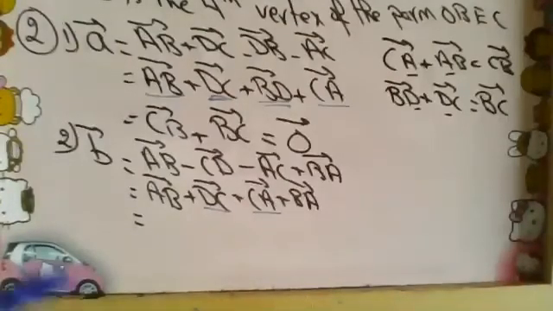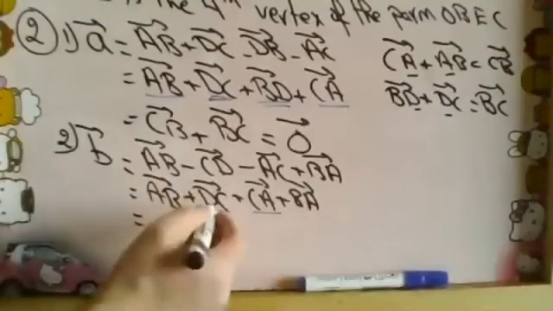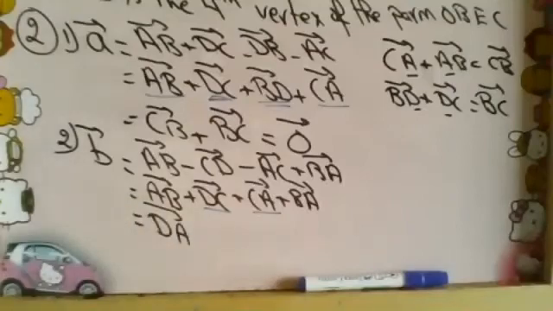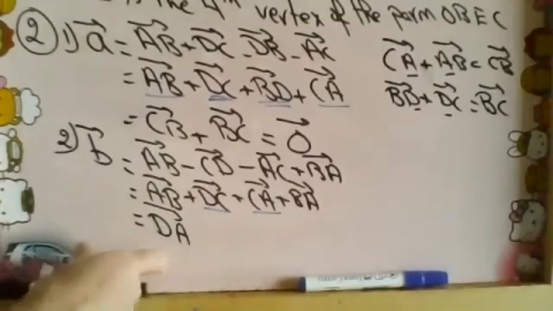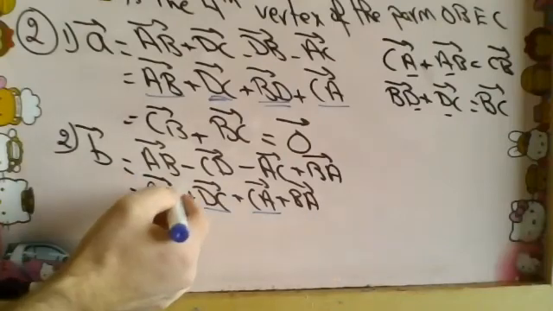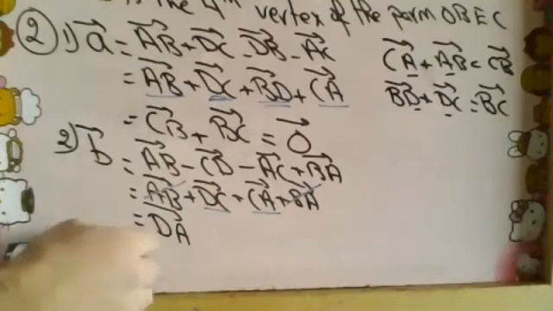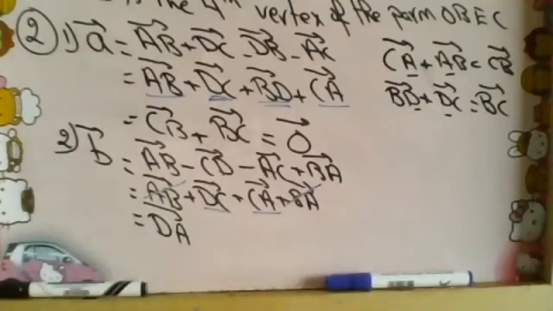It's DA. You said AD. So DC plus CA, it's DA. And for vectors AD and BA, these two vectors are opposite vectors, zero. So their sum is 0. So the final answer will be DA. Okay? Is that clear?